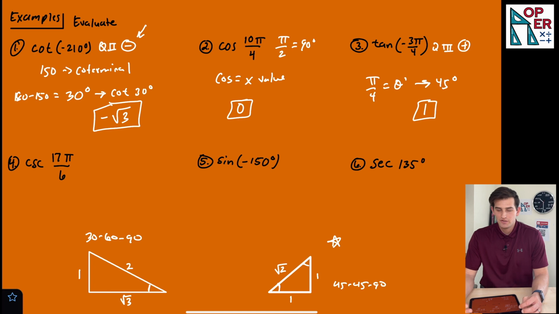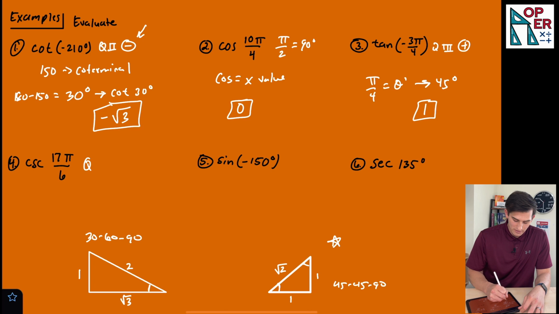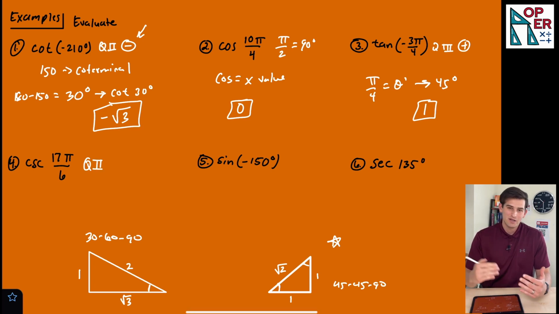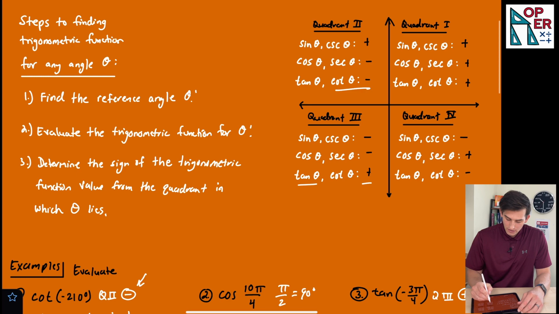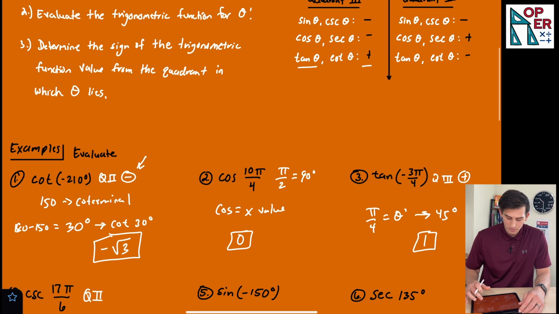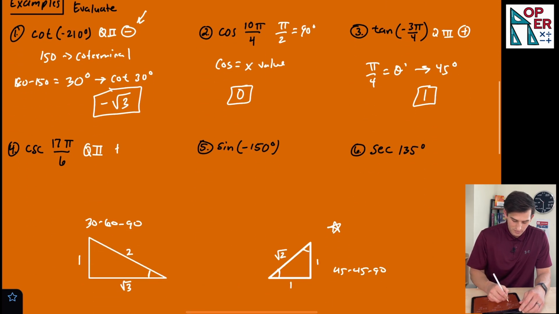So let's try and reduce this fraction a little bit. 17 pi over 6, well, we know 12 pi over 6 would be 2 pi. So we're left with 5 pi over 6. If we think about our angles, this is going to end up in quadrant number 2, because 6 pi over 6 would be pi, and that's right at 180 degrees. So cosecant in quadrant 2 should be positive. So we know this one's going to be positive.